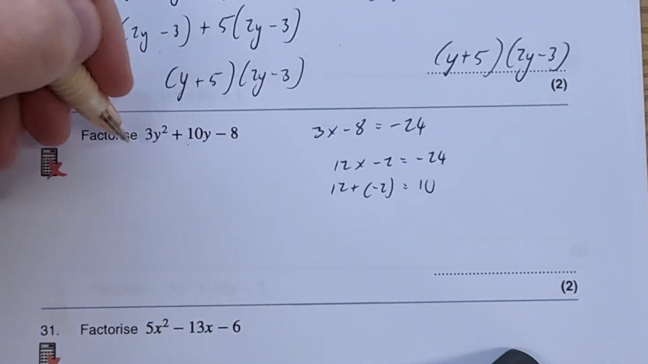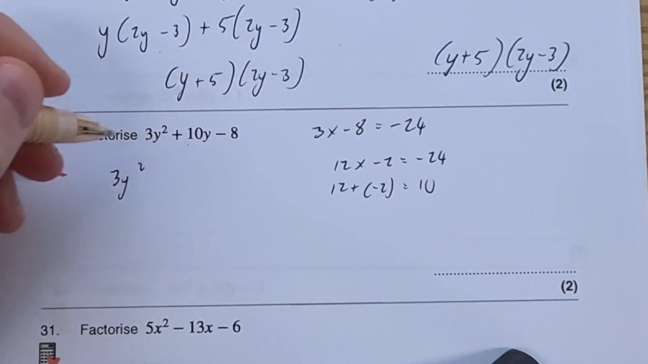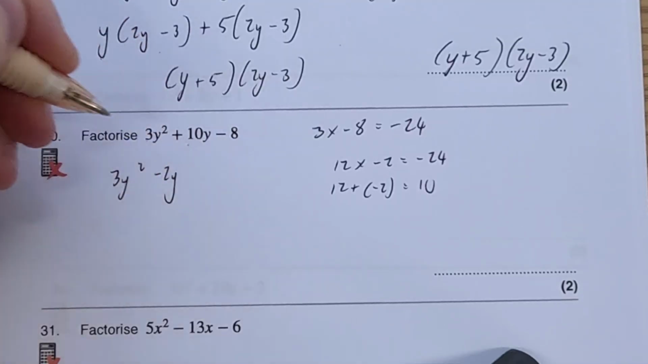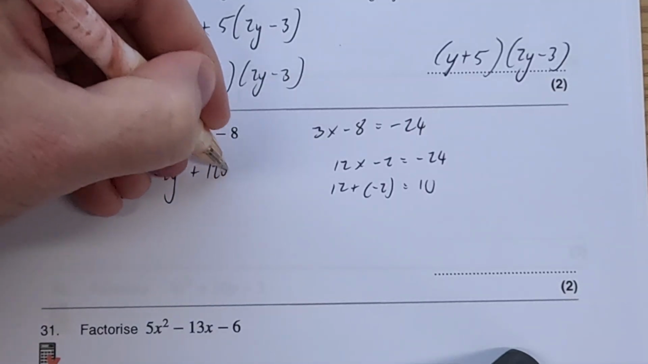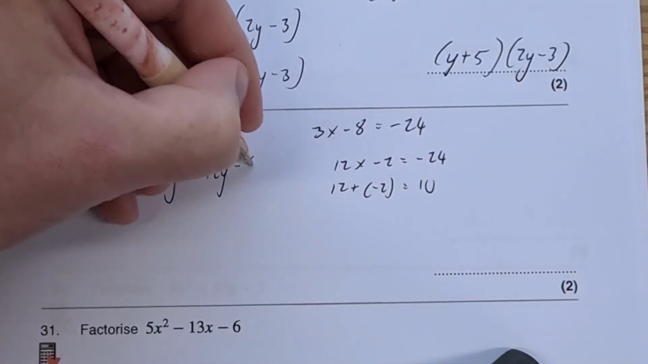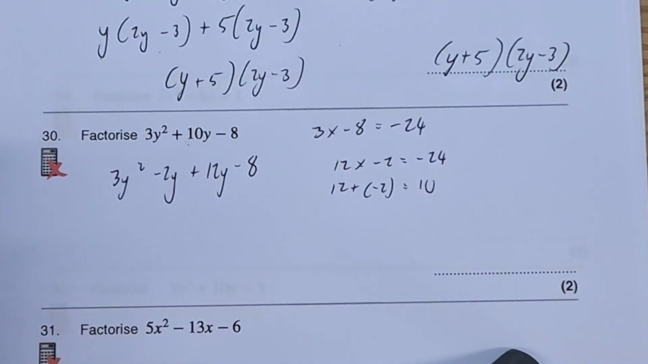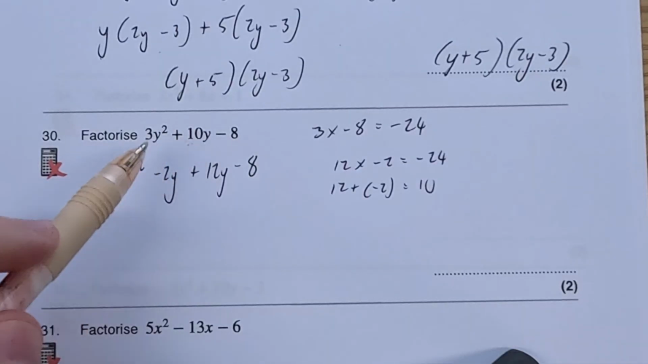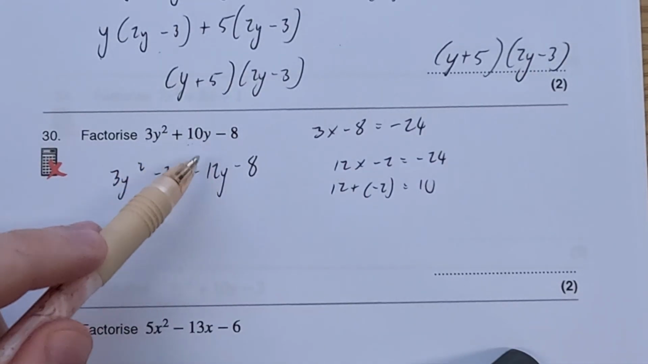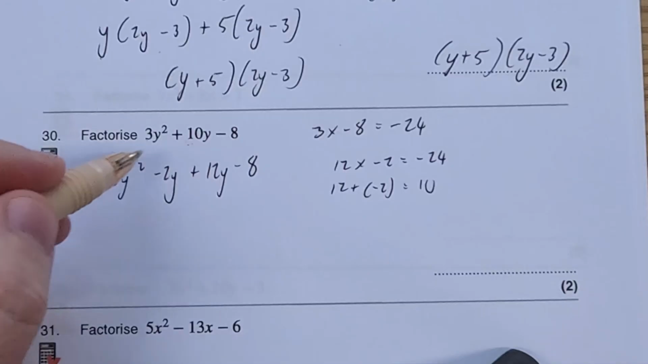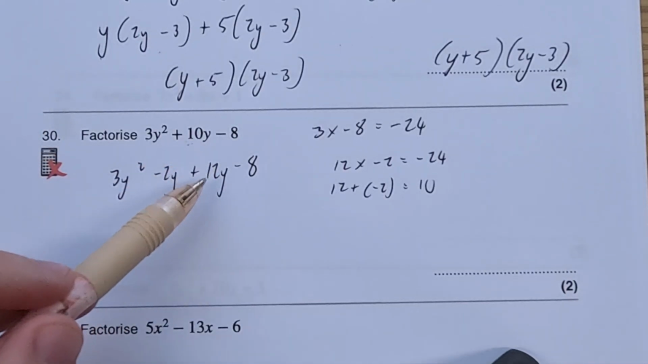So what I'm going to do is write 3y squared. I'm going to put the minus 2y there just so that I can then put the plus 12y next and then minus 8, just because I like it whenever that one's positive if possible. Okay, so we've now split the 10y up into a minus 2y and 12y because they add together to be 10y. Now we're going to factorize the first two terms and factorize the second two terms.